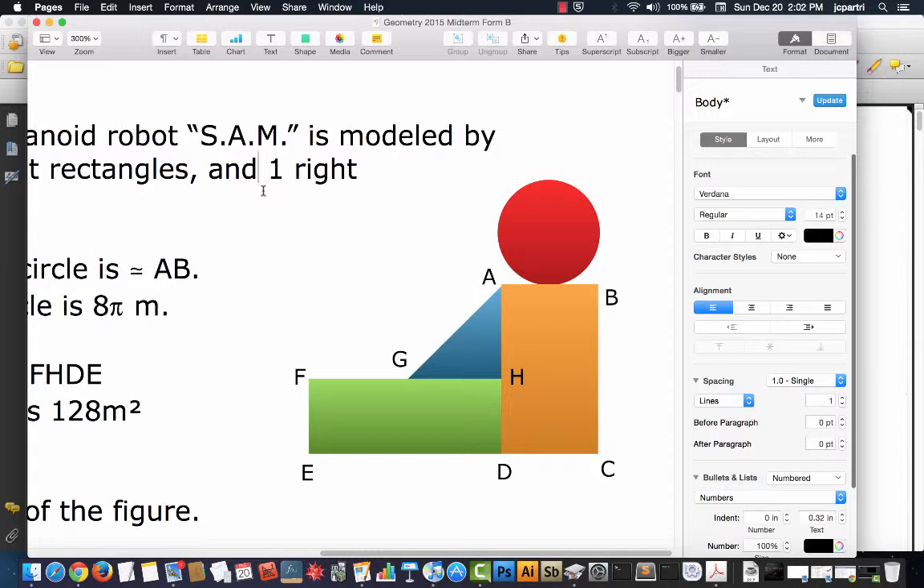Okay, we're asked to do two things. Find the perimeter of this object and also find the total area. Now the perimeter is the distance around the object at the edges. So first we have this circumference and then this piece and this piece, which make up AB. So the circumference of the circle plus AB plus BC plus CE plus EF plus FG plus GA. That'll be the perimeter of the object.